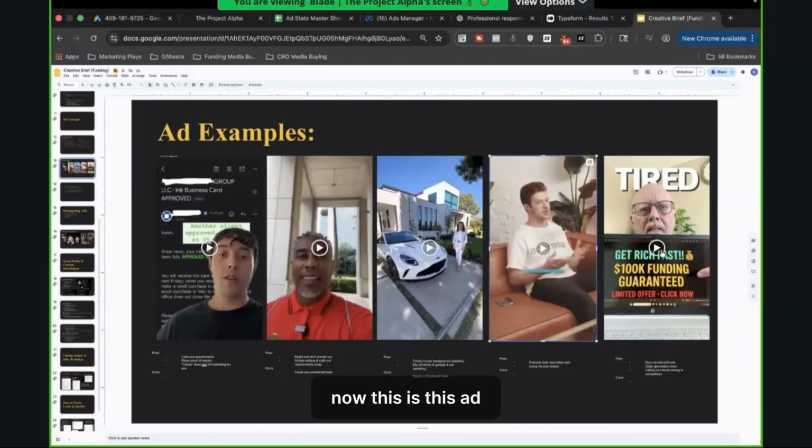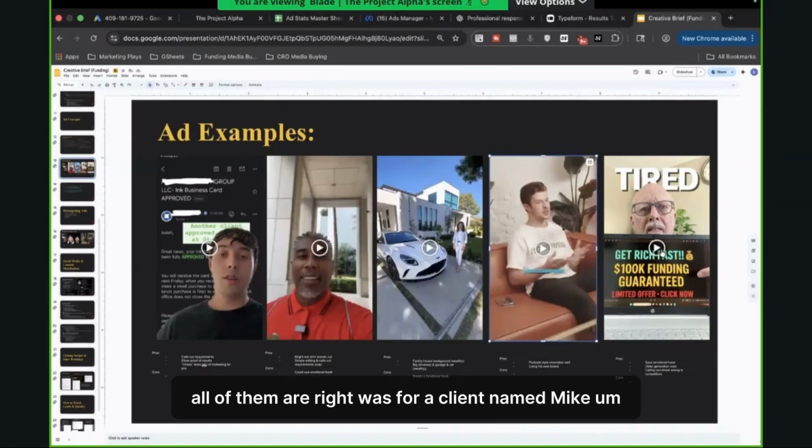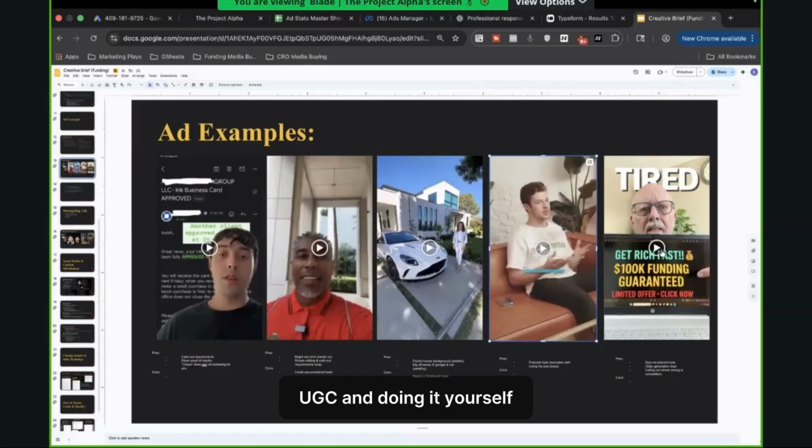Now, this ad all the way on the right was for a client named Mike Huffman with Credit Funding Now. With him, he's not even using his face in these ads. All of his stuff is hired actors, all AI. We can do that with your business, Mike. No, not a problem. Let me really quick, before I get into this ad, compare and contrast. I think this is also valuable between AI, UGC, and doing it yourself.